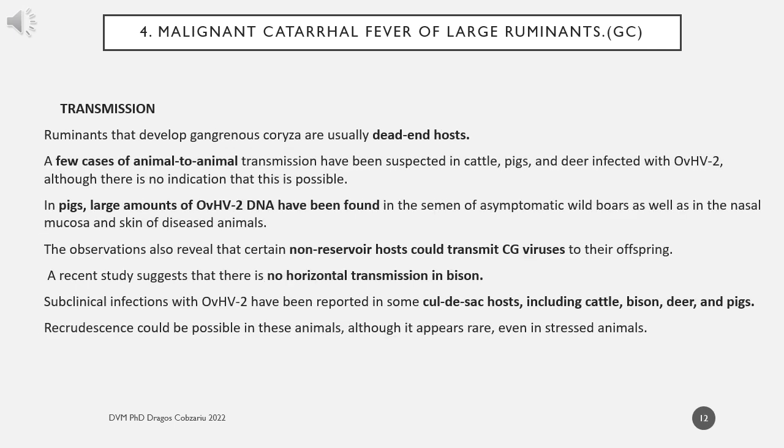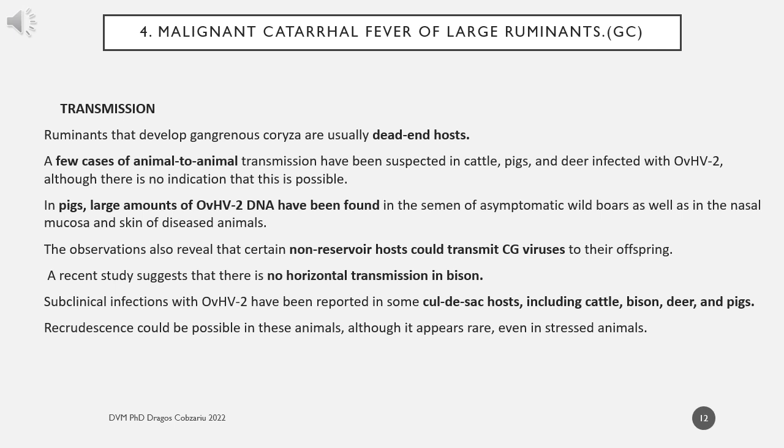Ruminants that develop gangrenous coryza are usually dead-end hosts. A few cases of animal-to-animal transmission have been suspected in cattle, pigs, and deer infected with OVHV2, although there is no indication that this is possible. In pigs, large amounts of OVHV2 DNA have been found in the semen of asymptomatic wild boars as well as in the nasal mucosa and skin of diseased animals. The observations also reveal that certain non-reservoir hosts could transmit CG viruses to their offspring. A recent study suggests that there is no horizontal transmission in bison.